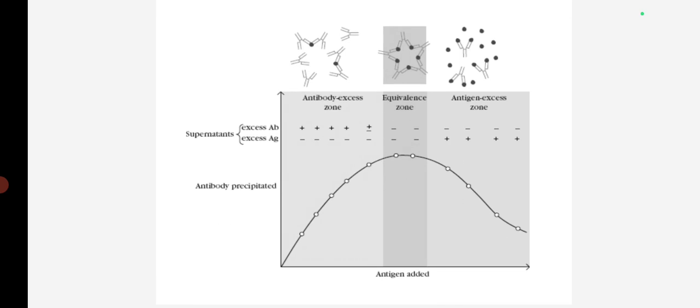This picture shows the precipitation curve. First one, antibody excess zone. In between, zone of equivalence. Zone of equivalence is where antibody antigen concentration is equal to 1. Third one is antigen excess.